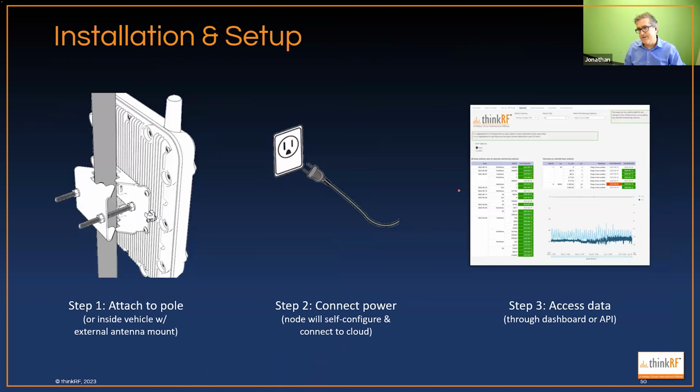Installation and setup, dead easy. Step one, attach it to a pole or in a vehicle with an external data mount, and connect the power to it. The node takes care of everything else from that point, configures itself and connects to the cloud, and then you access the data. And that's it. Very easy.